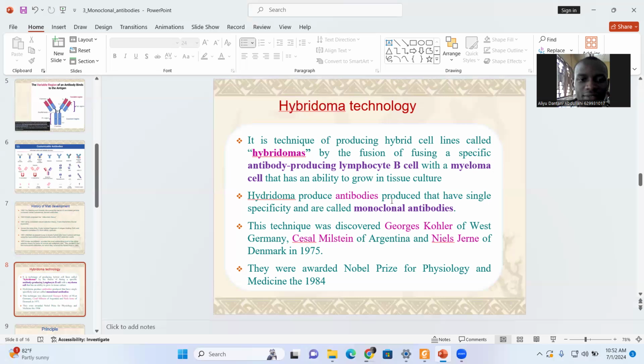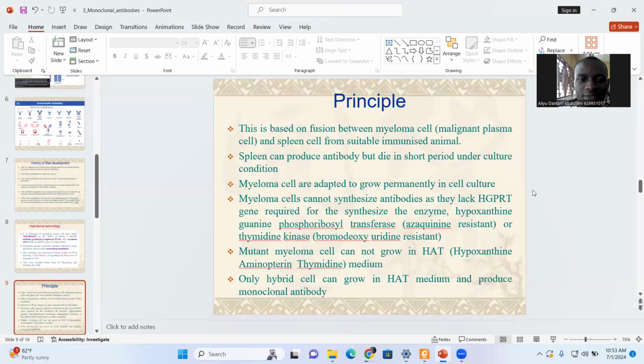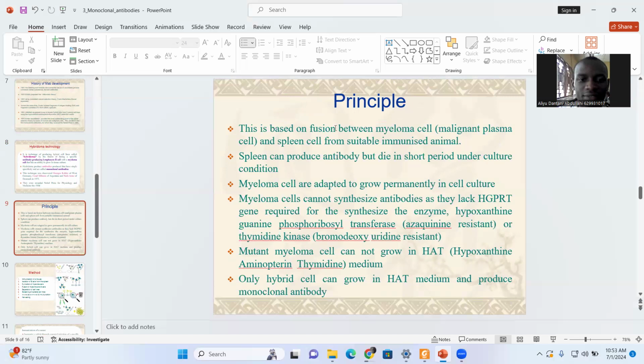So hybridoma produces antibodies that have single specificity and are called monoclonal antibodies. I'm sorry about the mistakes here. We already know what monoclonal antibodies are. So, all right. So this is the principle. Well, the principle of hybridoma is based on fusion between the myeloma cell, which is a cancer cell, and the spleen cell. The spleen cell contains the antibody-producing B lymphocytes, right? So you get that from the spleen cell. Of course, this has to come from an immunized animal, an animal that we've injected with an antigen of interest, specific antigen that will allow the production of a particular antibody you're interested in.